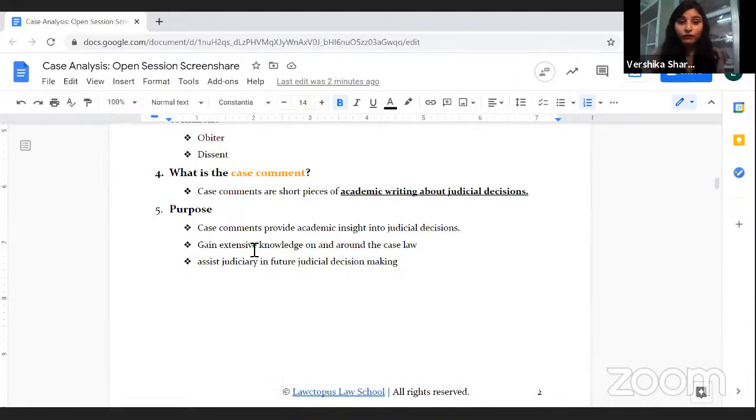So the purpose of a case comment, again, don't confuse it with a case note. A case note is simply giving you a summary, but a case comment goes beyond that. And of course, it gives you more academic insight into the judgment. For instance, as I talked about the constitutional morality discussed in the Navtej Singh Johar judgment, you can go ahead and talk about how constitutional morality is not simply what was talked about in the Navtej Singh Johar decision, but it's much more and much beyond that. And you can explain that scope. So that becomes another piece of academic writing.